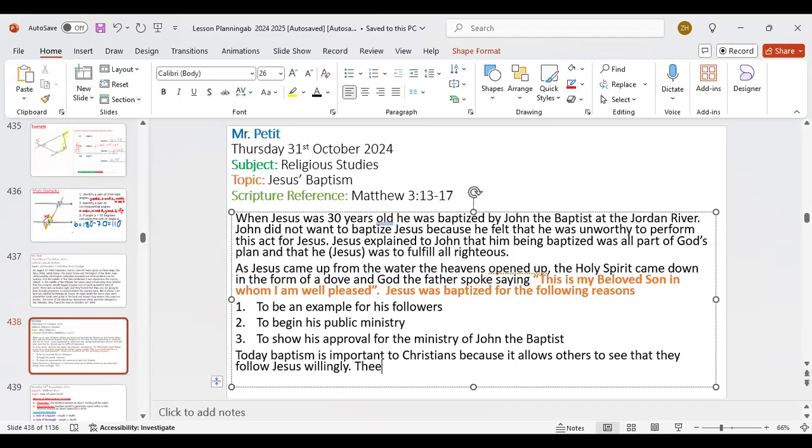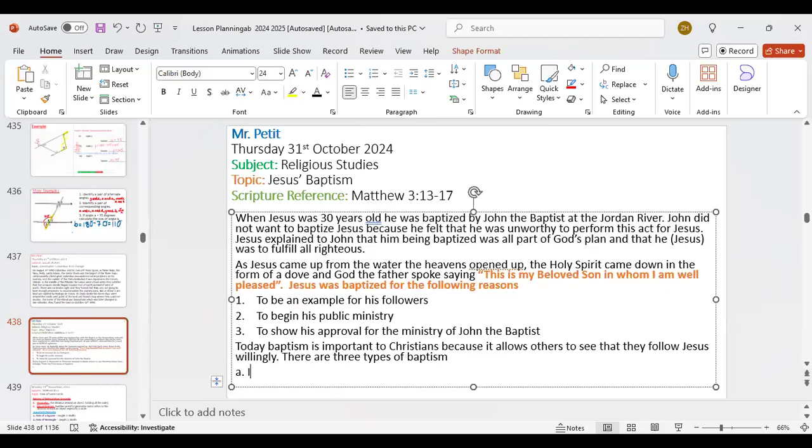There are three types of baptism. Number one, you have immersion. That's when the person's full body is underwater. The person's entire body is dipped under the water.